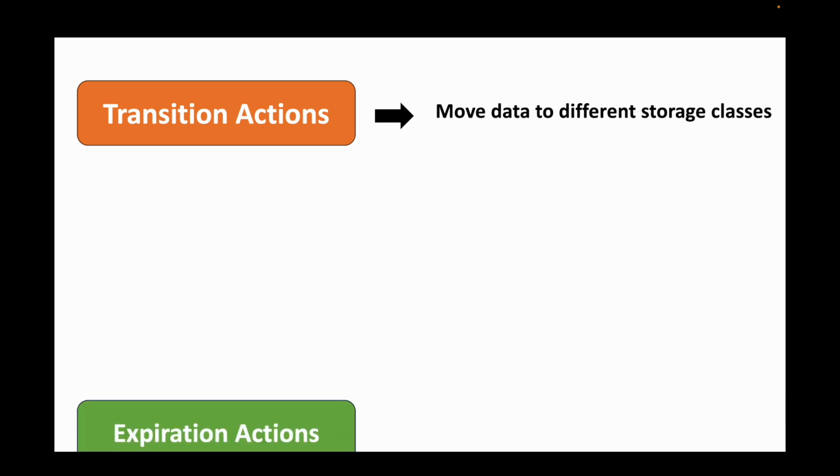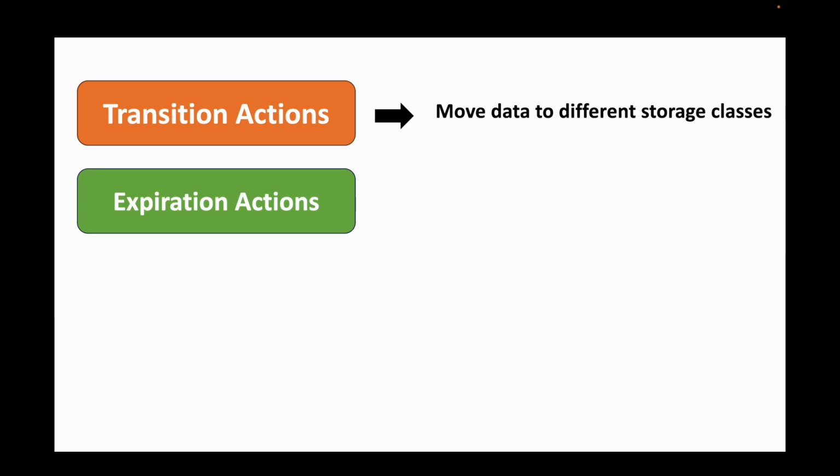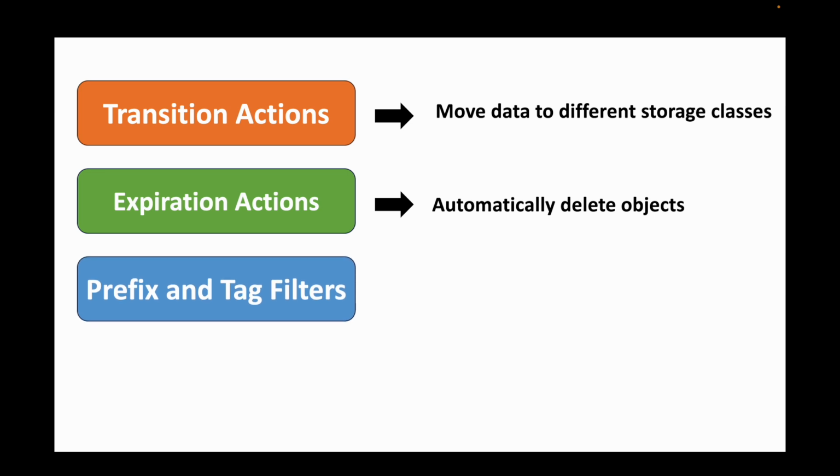Now, when we talk about lifecycle policies, it provides us with some key features. The first feature we have is the transition actions. We can use this to automatically move the data between different storage classes like your standard, intelligent tiering, Glacier, and deep archive. The next feature we have is the expiration actions. We can also use this feature to automatically delete the objects after a specific number of days. Then we have prefix and tag filters. We can use this feature to apply the lifecycle policies only to specific objects or tags for more granular control.